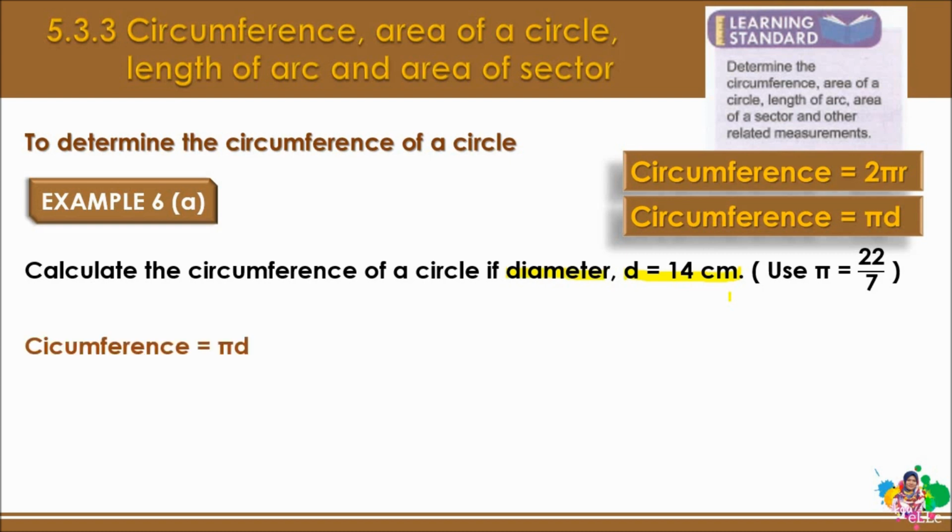Just substitute the value pi 22/7 because the question asks you to use pi equals 22/7. So pi 22/7 times diameter 14 centimeter. Therefore, the circumference is 44 centimeter. Alright, next.